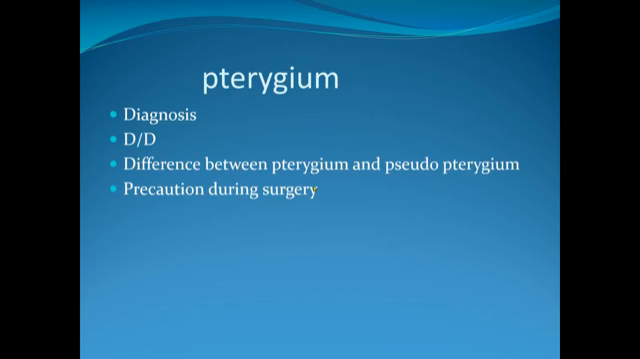To prevent recurrence, we should give mitomycin C during the operation, or change the technique during pterygium surgery, like conjunctival grafting or amniotic membrane grafting. These three things help to prevent the recurrence of pterygium. So this is the precaution during surgery to prevent recurrence.